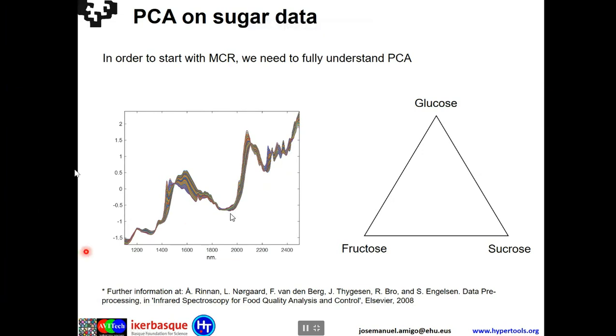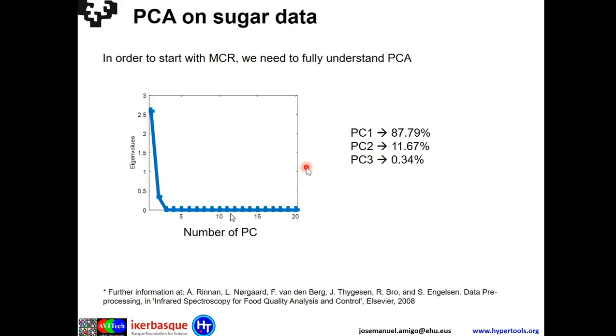Okay, so let's revisit the principal component analysis. Let's say that we have this mixture of three sugars in this triangular design of experiments that is quite familiar, and this is the near infrared data. So we all know that if we make a principal component model on this data, first of all, we have to check what is the variance for each principal component, and it turns out that for the first two principal components, we have a lot of explained variance, right?